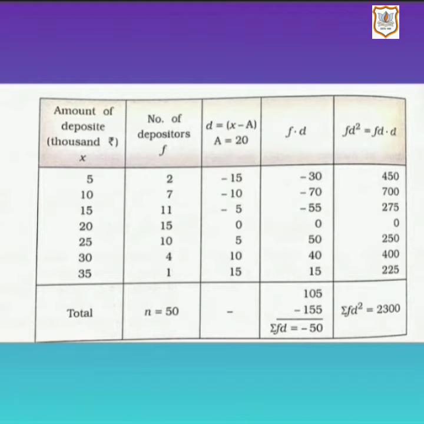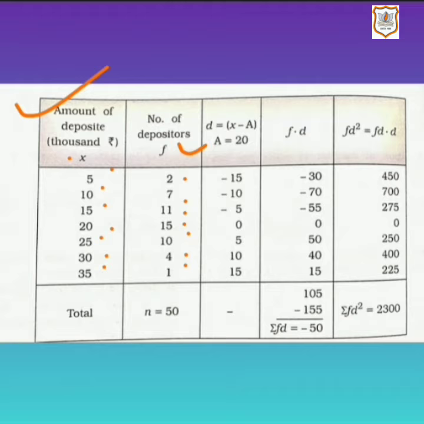So here you can see we have prepared the table, writing variable x here, that is 5, 10, 15, 20, 25, 30, 35. Here we have written frequencies, that is 2, 7, 11, 15, 10, 4, 1. So this sum we have done with the help of shortcut method.